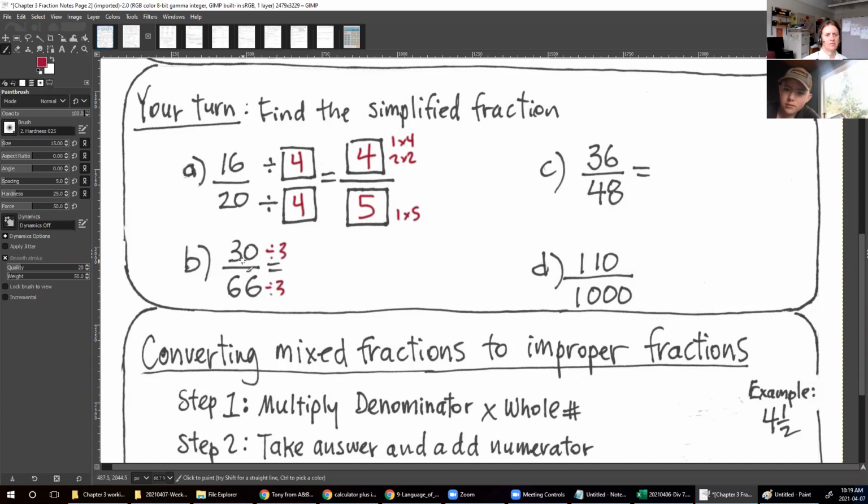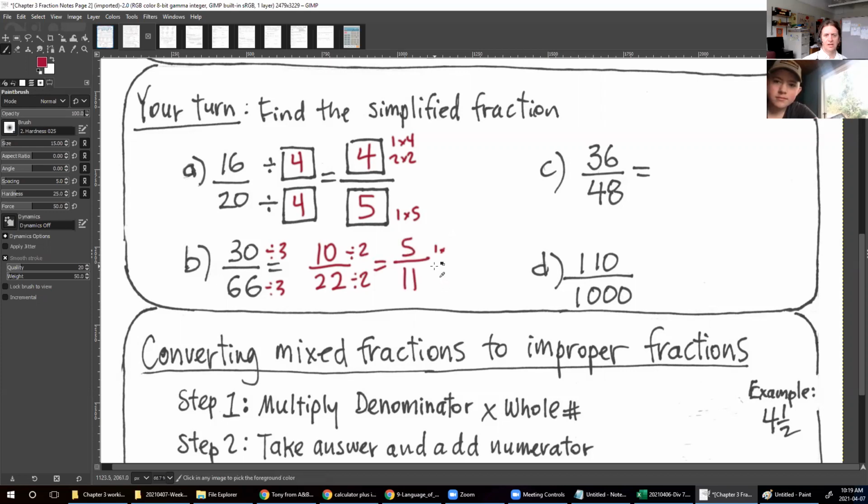30 divided by 3 is going to be 10. And 66 divided by 3. 3 goes into 6 twice, and this twice. And we're left with 10 over 22. I know that I can divide this a little bit further because both are even. So why don't we divide by 2 again? 10 divided by 2 is going to be 5. And 22 divided by 2 is going to be 11. Now we're sort of stuck, or we're at the bottom because this is 1 times 5 is the only thing, and this is also prime, 1 times 11. So this is as far as you need to go.